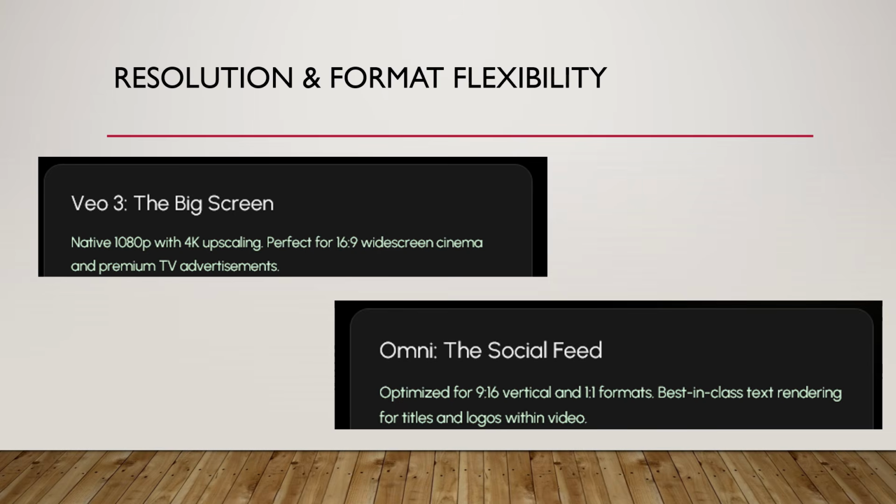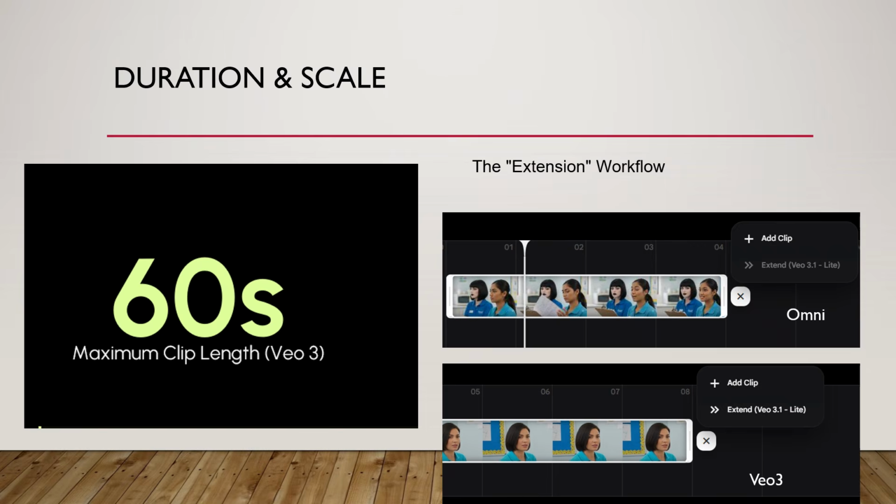While Omni Flash is capped at 10 seconds for high-speed delivery, VO3 utilizes an Extend feature to build long-form narrative sequences without losing character or scene consistency. If you need a 10-second hook for TikTok, Omni is your best friend. But if you're building a full product walkthrough or a cinematic scene, VO's 60-second capability is a game changer.